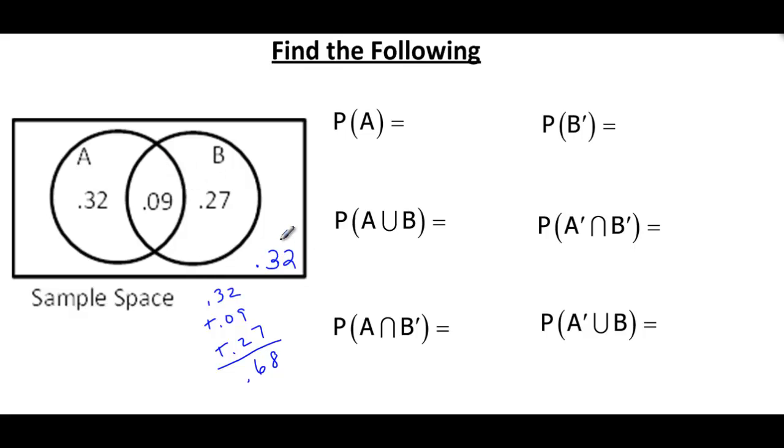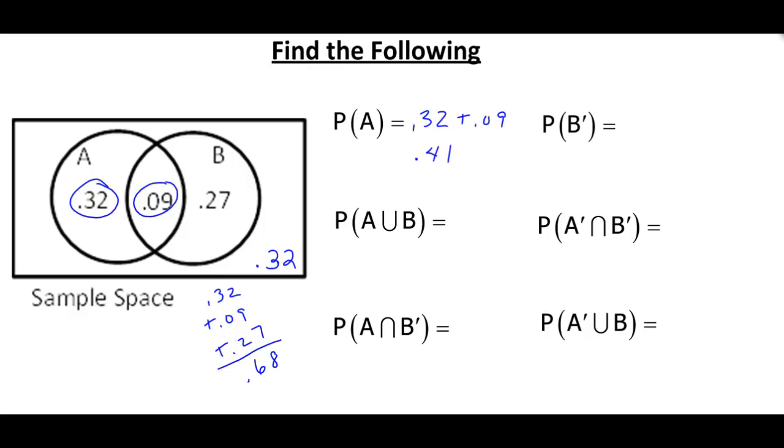So now what I'm going to ask you is a series of questions. What's the probability that you fall in event A? So if I look at event A, that's this circle. So those are the events that are 0.32 plus 0.09. So everything that's in this circle, which are these two parts right here. If I add that up, I get 0.41.